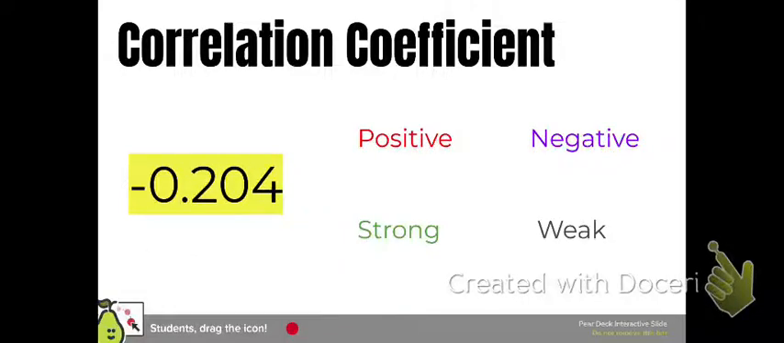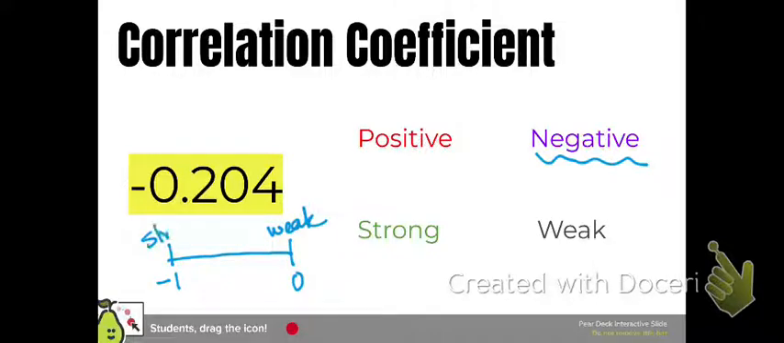How about this one? Positive or negative? Negative. Strong or weak? Strong. Remember, negative correlation goes from 0 to -1. This is weak. This is strong. This is about here. So it would be weaker.